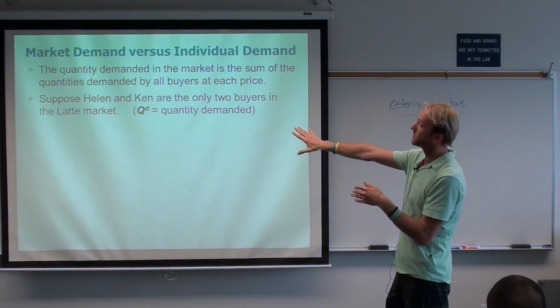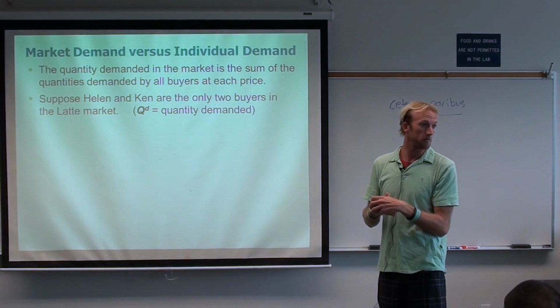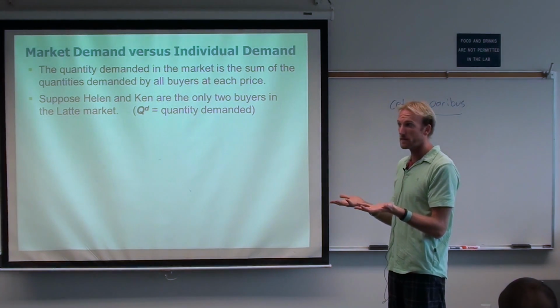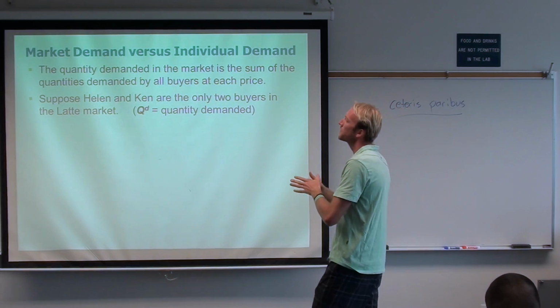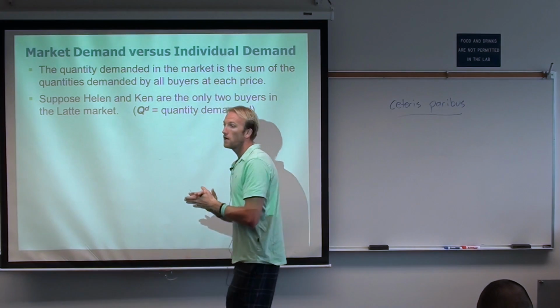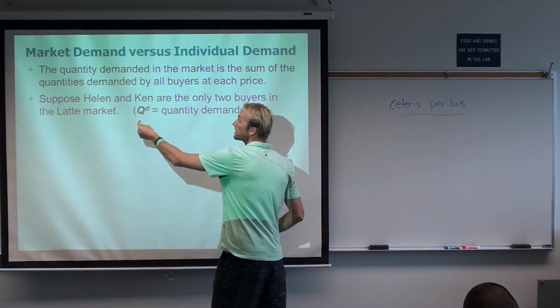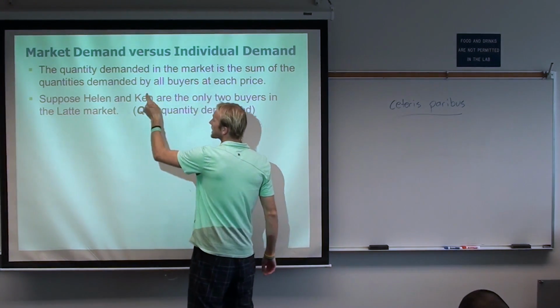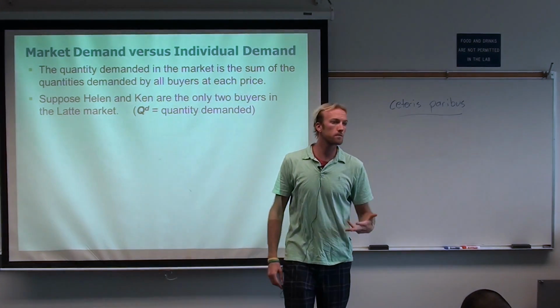This obviously is not a perfectly competitive market right now, because you have to have many buyers and many sellers. But just for an example, let's suppose that the latte market consists of two buyers, Helen and Ken. The individual demand curve of Helen was the one that we just saw. Ken will also have his own individual demand curve.